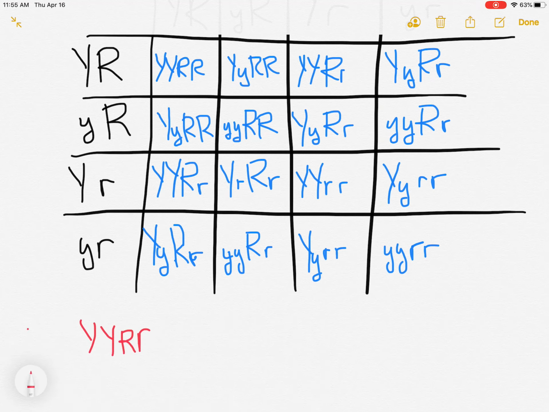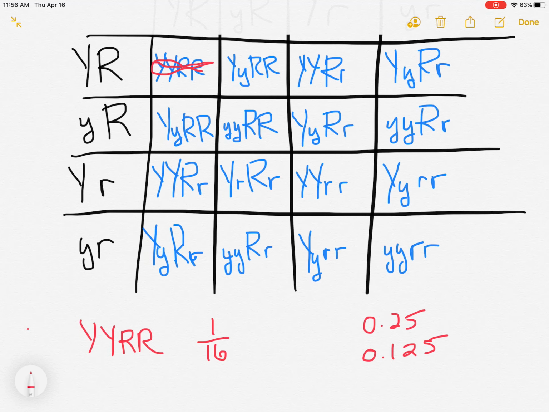So let's start with, I'll do them in red underneath here. Let's start with this combination. Well, I see it right here, so I'll cross it out there. But I don't see that combination anywhere else. There's no other place where I have two capital Y's and two capital R's. Now count all the blue boxes. There's 16, right? So this is a 1 in 16 chance or probability. 1 in 16. It's very small.